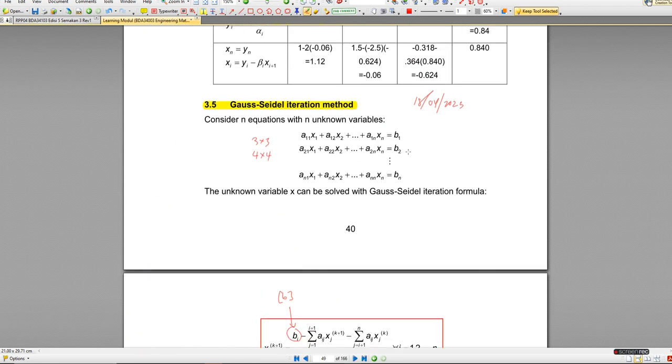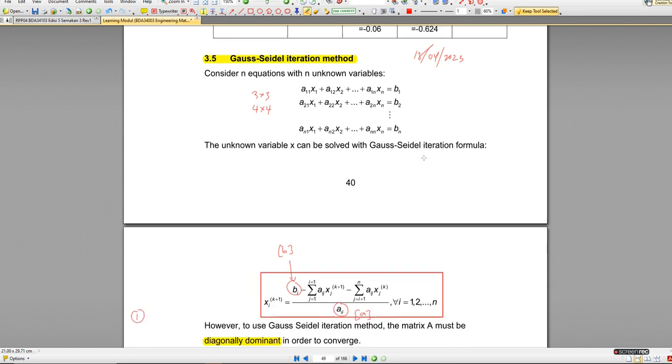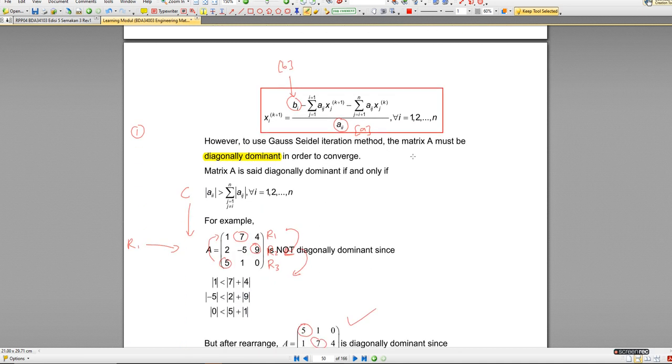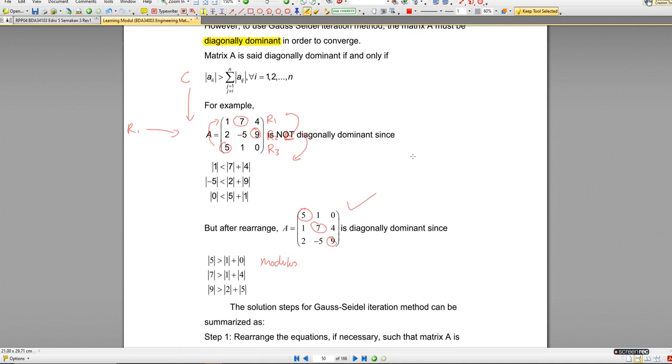Gauss-Seidel iteration method. There are some questions in the test or final. They are asking you whether the equation can be solved using the Gauss-Seidel iteration method or not. So you have to be very particular, or you have to determine the matrix first. Okay, the matrix element, the matrix A. You have to compare this one to identify whether the given matrix is diagonally dominant or not.